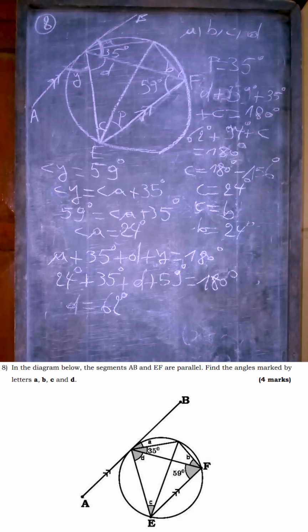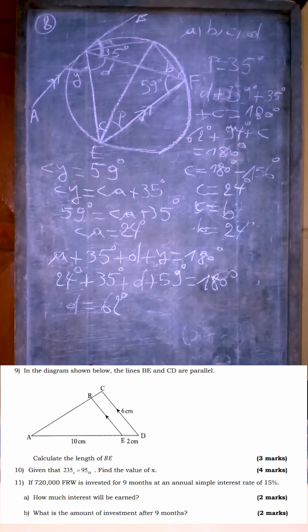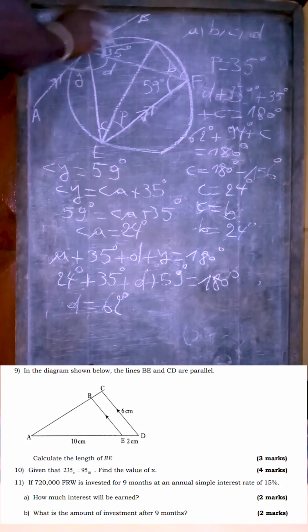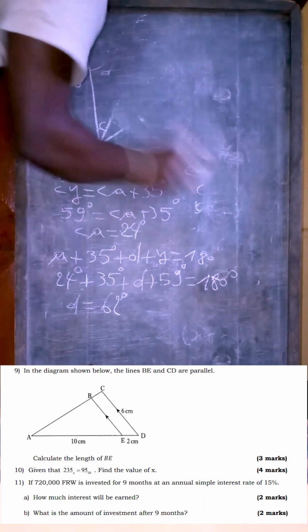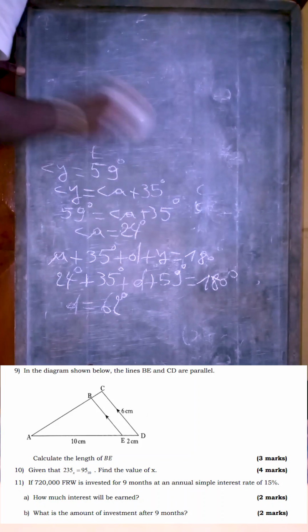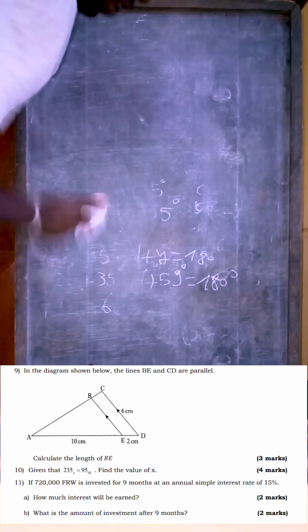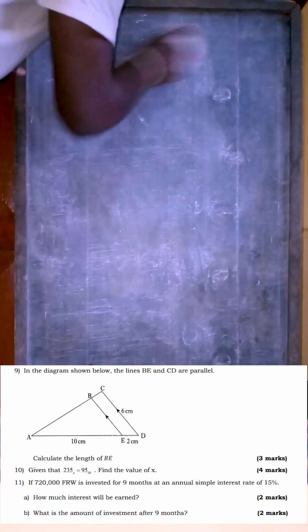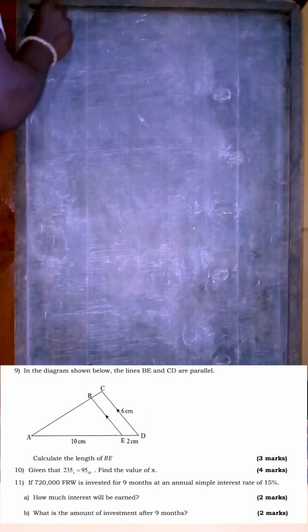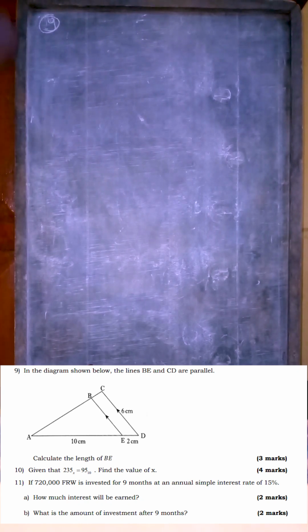Let us continue with question number 9. Question number 9 also has a diagram, another diagram, but it requires using Thales' theorem to find the unknown values. Question number 9: In the diagram below, the lines BE and CD are parallel.